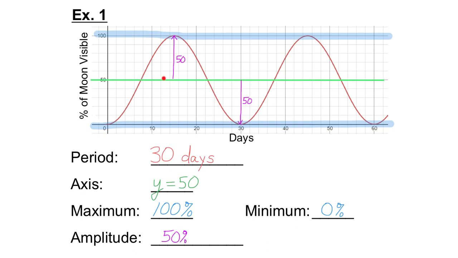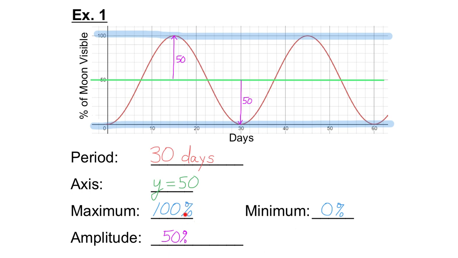So if I look at my central axis, how much higher do I have to go to get to my maximum? Well, 50 units up. Or I could look at it as, how do I move from the central axis to my minimum value? I also have to move 50. So either way you look at it, that's the amplitude. The amplitude in this case is 50%.